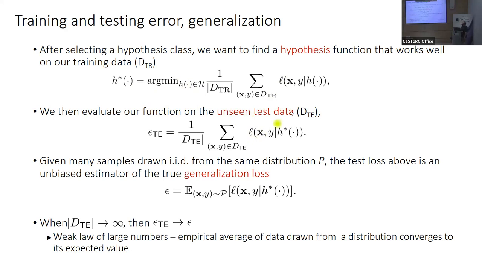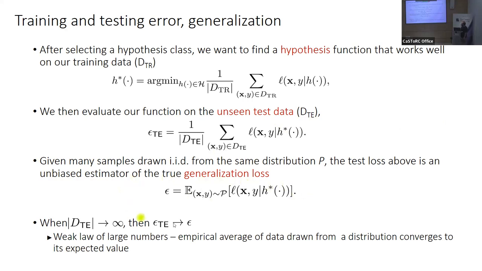After we do this, we want to evaluate our function on unseen test data. That's because maybe, let's say, by accident, in our training data, we'll have very specific examples that are easy to fit. And also, we don't want to fit our training set 100%, and I will tell you why in a bit. So ideally, if we have many samples drawn IID from the same distribution P, which in reality doesn't usually hold, but in any case, we can change our model to adapt to that.